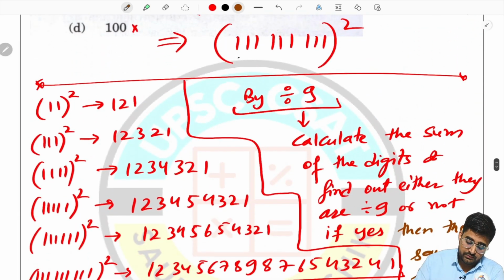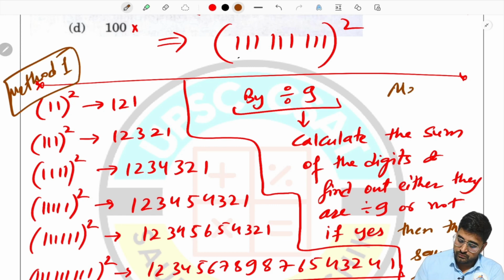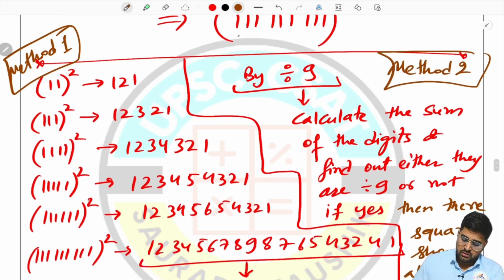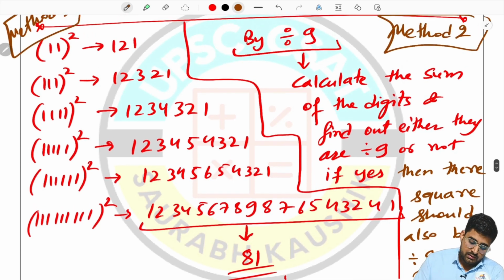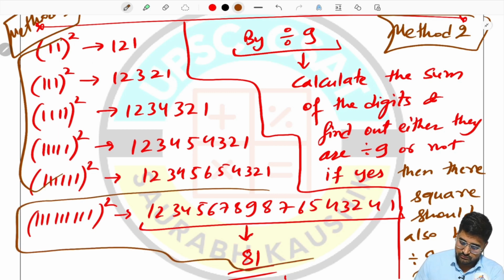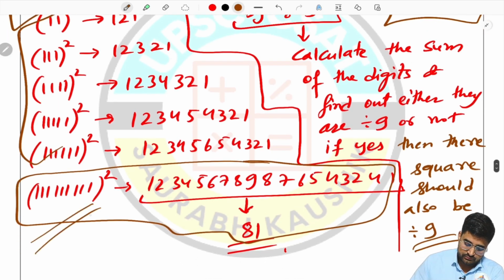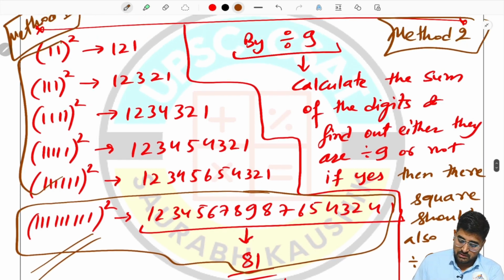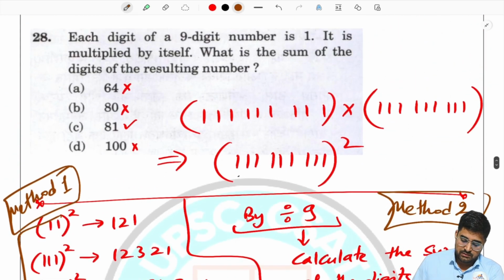You have two methods, method 1 and method 2. Both are good. You can adopt whichever you like. One is just for concept and this is the application part. Both are very short and crisp. I hope you get the crux of the question. Let's move to the next question.